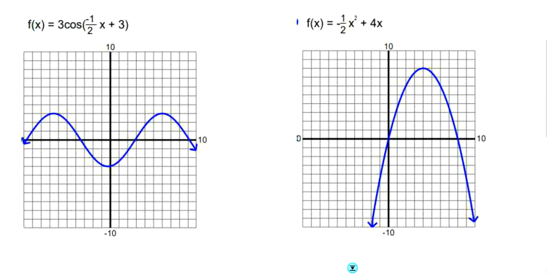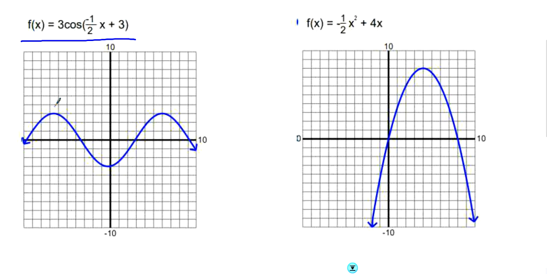Knowing what the derivative looks like, we can use that to actually tell us our relative extrema, just like a first derivative test. So I have this first problem where f of x is 3 cosine of 1 half x plus 3. Again, just like doing a first derivative test, you start with your critical points. You find your maximums and your minimums.